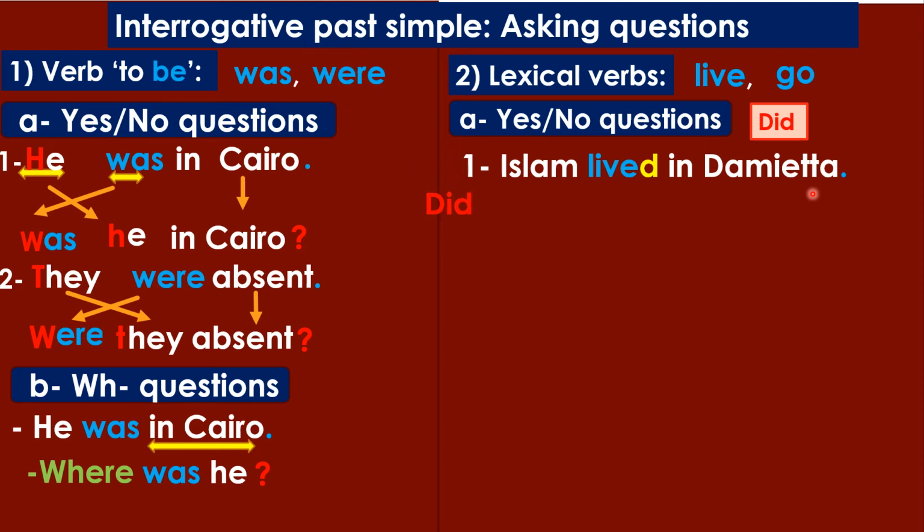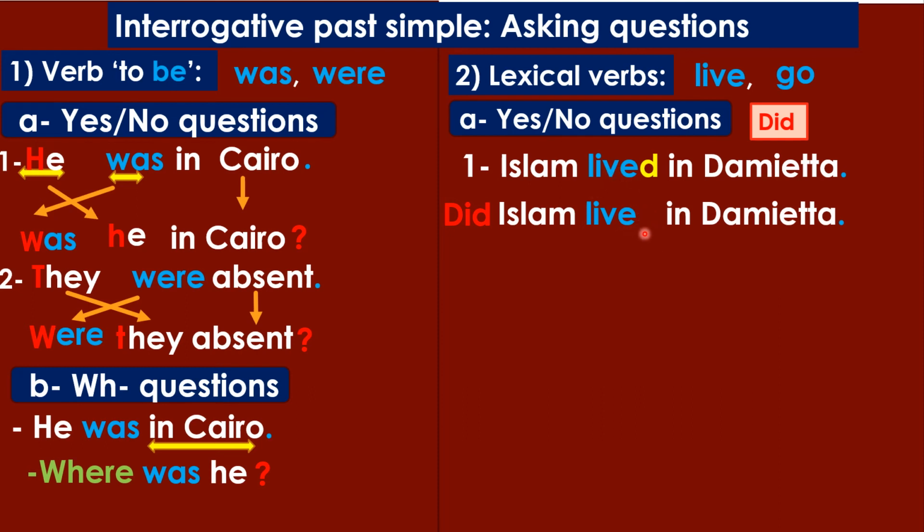So in this case, what I'm going to do is that I'm going to start with did. في الحالة دي هبدأ بديد. And I'm going to have the same sentence. نفس الجملة. Islam lived in Damietta. Okay. Did Islam lived in Damietta? Of course, I'm going to make some changes. طبعا هعمل بعض التغييرات. بدأت بديد. نفس الجملة هي نزلتها.